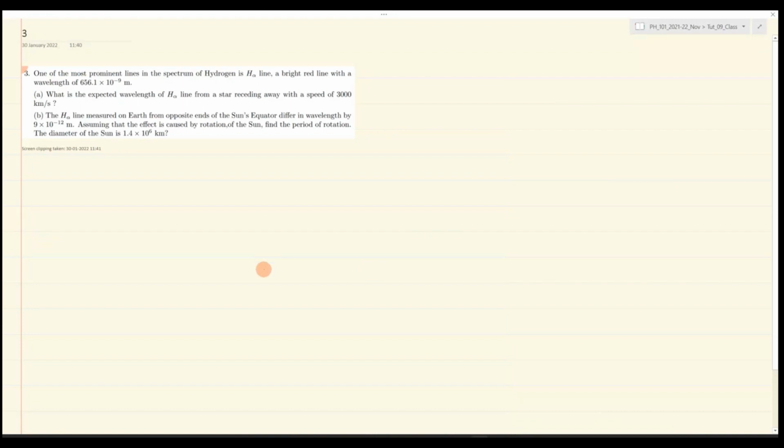Next is the third problem. One of the most prominent lines in the spectrum of hydrogen is the H alpha line, and it's a bright red line with this wavelength. So this is given to us.